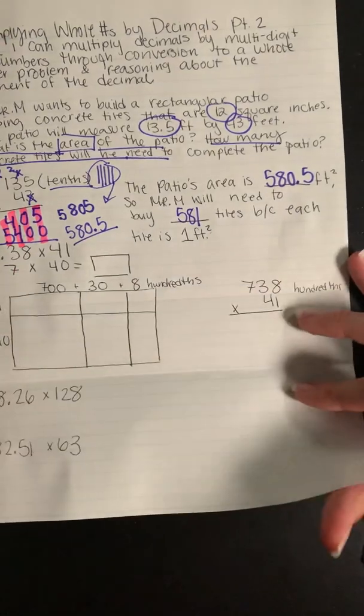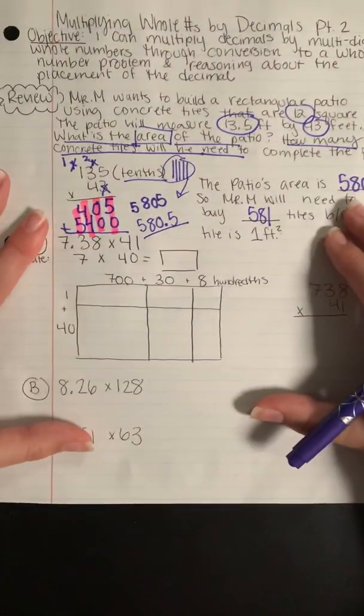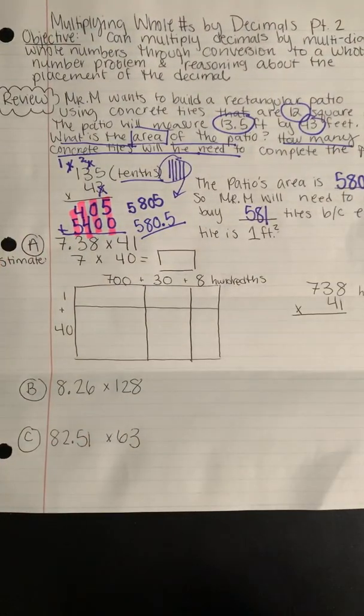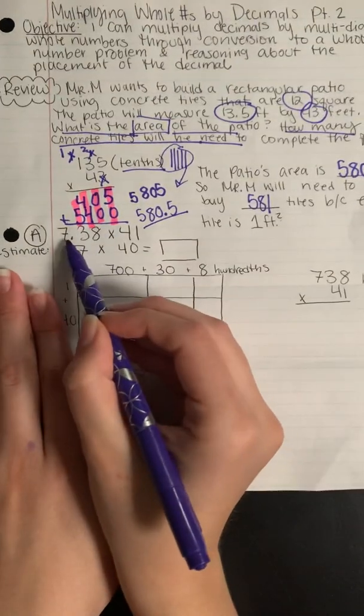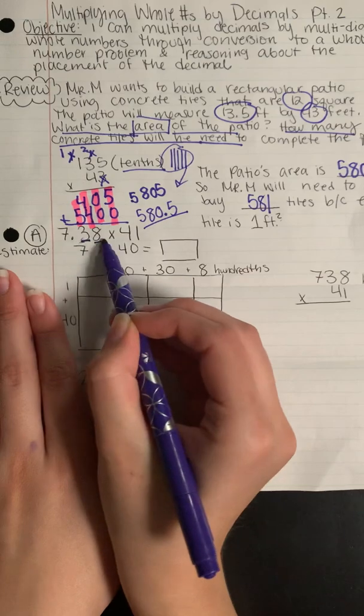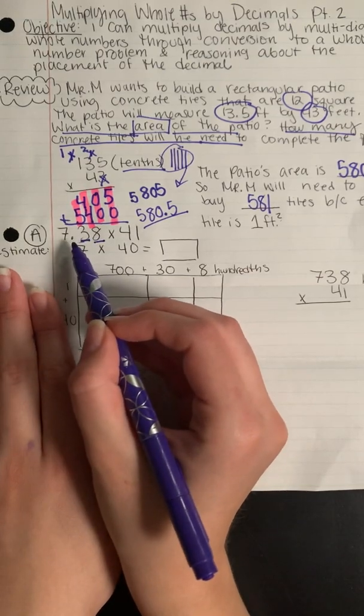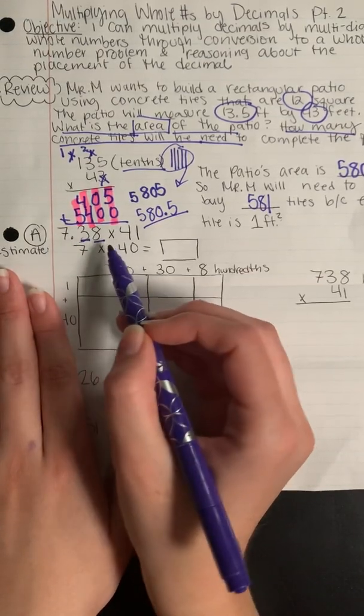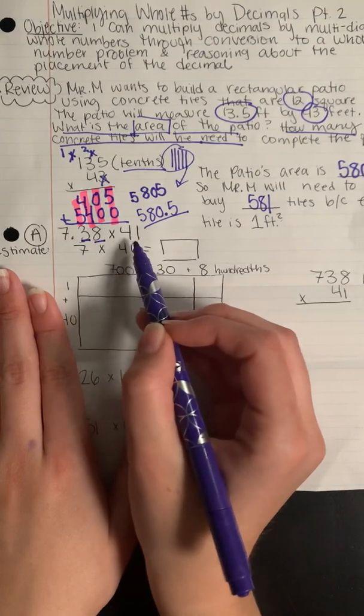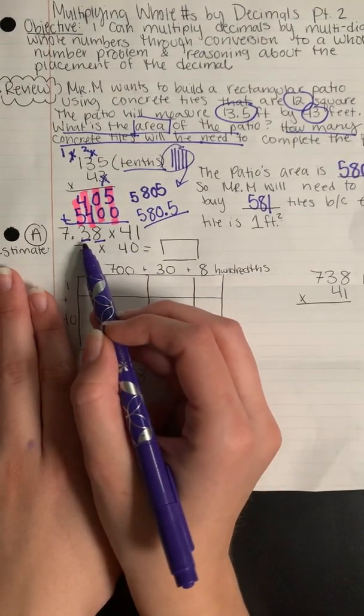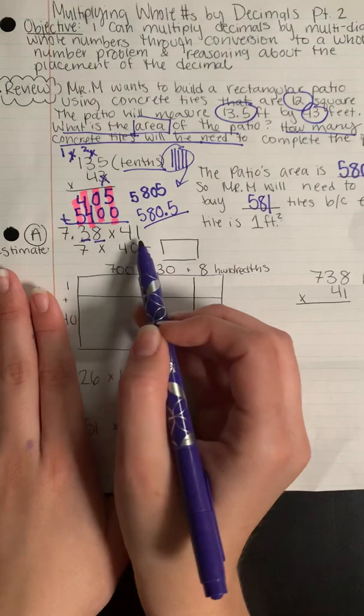All right, and going into our skill that we've been practicing, multiplying decimals by whole numbers, today I gave you a decimal that is 2 places after the decimal point. So it's a whole number, some hundredths, times a bigger whole number. 7 and 38 hundredths times 41.